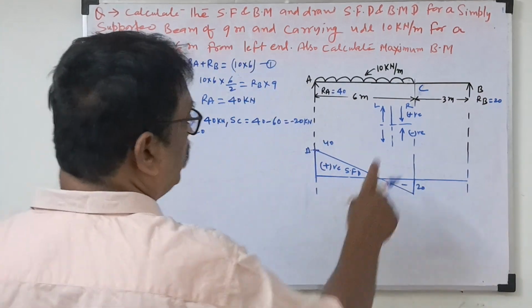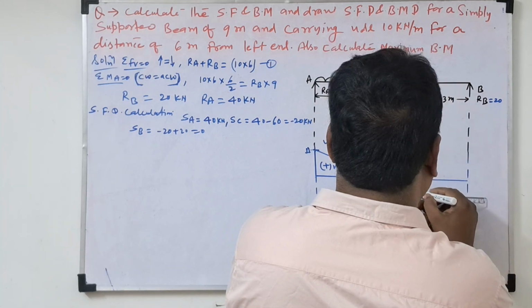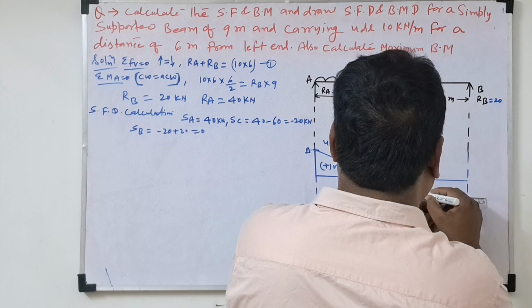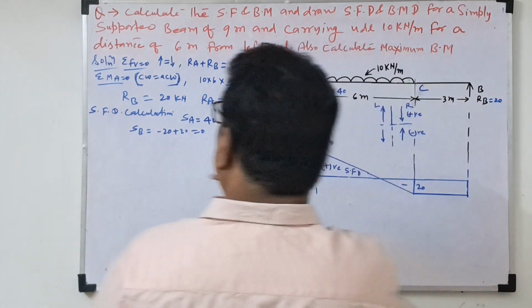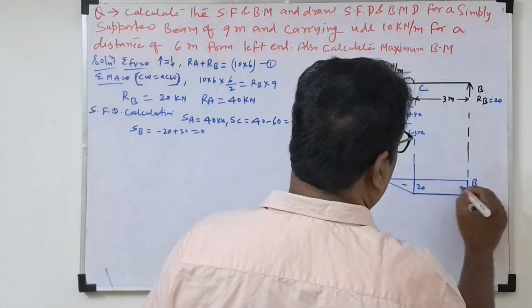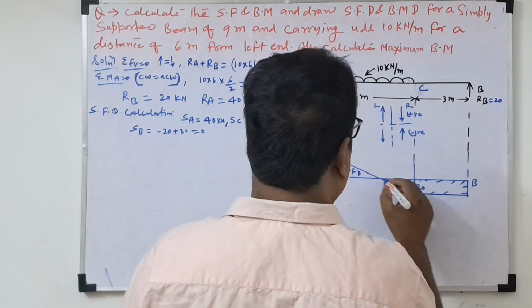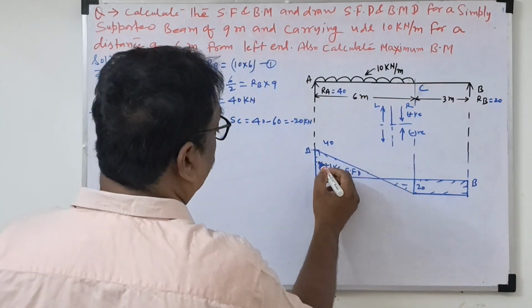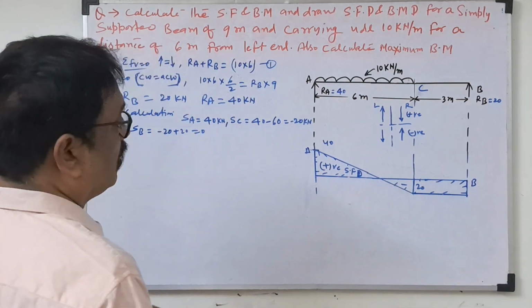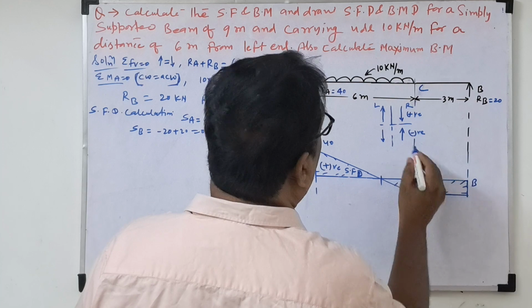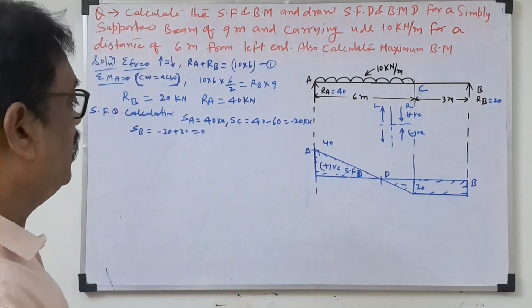Now, in between C and D, no load, so the line will be horizontal. Then at B, again it will go to 0. So this is the shear force diagram. Now take some points A, B, C, D. At point D, shear force will be 0.